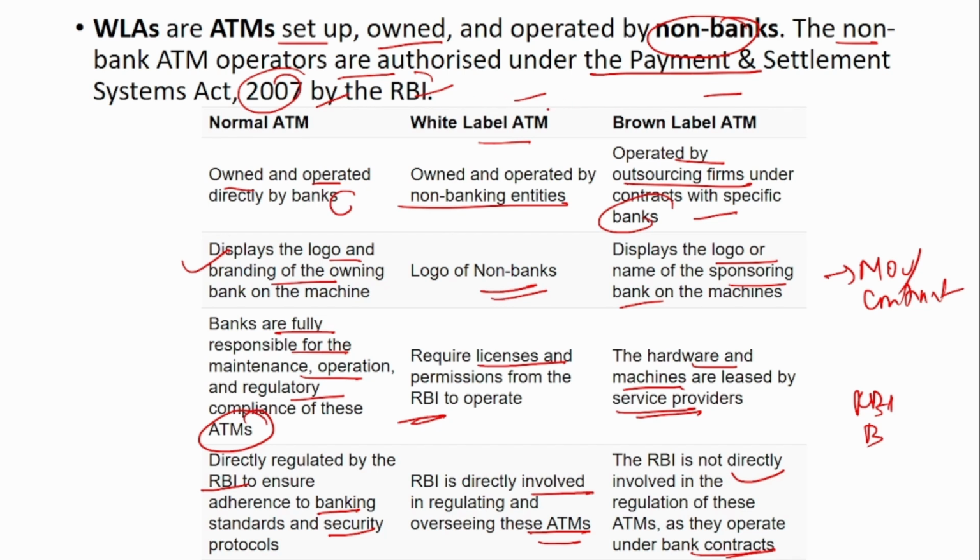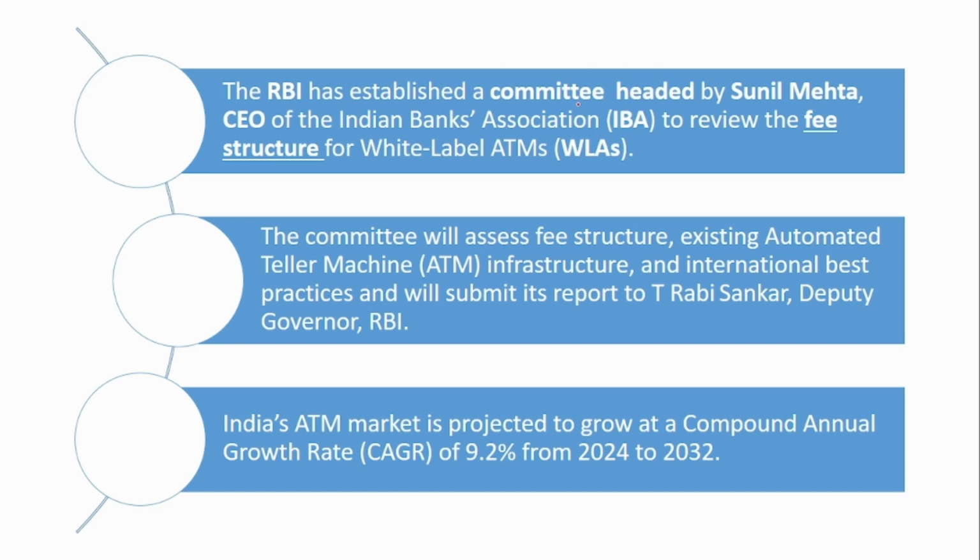White label ATMs are created, opened and operated by non-bank entities. Now a committee has been formed to review the fee structure of white label ATMs. The RBI has established a committee headed by Sunil Mehta, who is the CEO of the Indian Banks' Association, to review the fee structure for white label ATMs. The committee will assess the fee structure, existing automated teller machine infrastructure and international best practices, and then submit a report to T. Ravi Shankar, the Deputy Governor of RBI. India's ATM market is projected to grow at a compounded annual growth rate of 9.2% from 2024 to 2032.